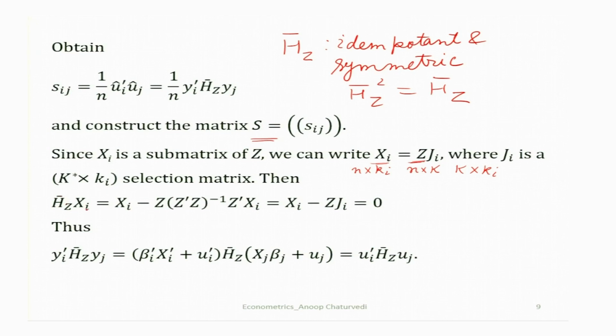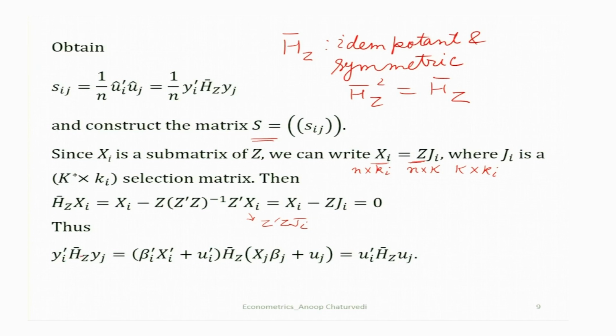h bar z x_i is equal to x_i minus z (z transpose z) inverse z transpose x_i, and this is equal to x_i minus z j_i, which is equal to 0. You simply write x_i equal to z j_i. So, you get z transpose z j_i, and then (z transpose z) inverse z transpose z is equal to the identity matrix. So, ultimately you get z j_i, and z j_i is equal to x_i. So, you get x_i minus x_i, which is equal to 0.